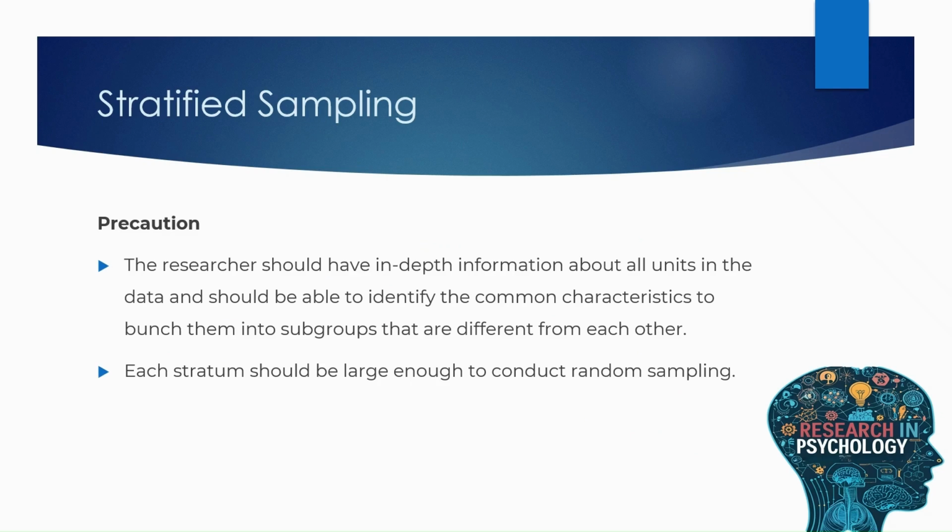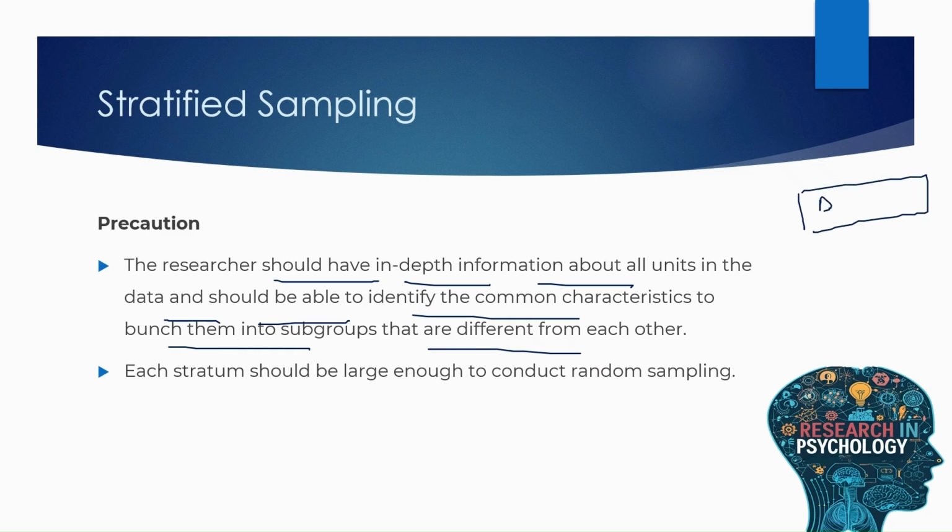Now, what are the precautions that we need to take while doing stratified sampling? The researcher should have in-depth information about all units in the data and should be able to identify the common characteristics to bunch them together into subgroups that are different from each other. The researcher should know that there exist different triangle people, different square people, different circle people and different diamond people.